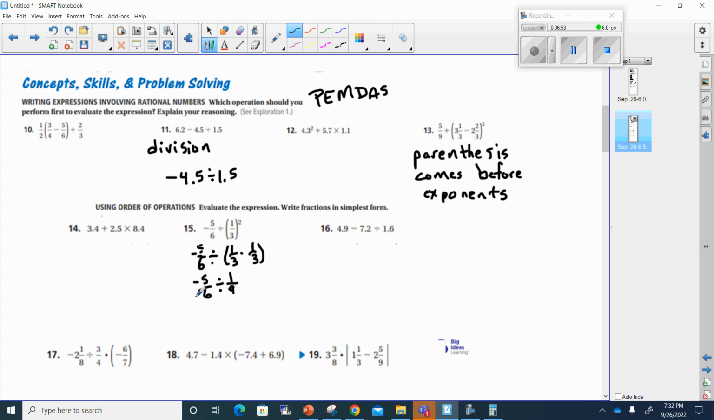When I do this, I know I have to do keep change flip. So I'm going to take -5/6 and multiply it to 9/1. I know 6 and 3 are both divisible by 3. 6 divided by 3 is 2. 9 divided by 3 is 3. And now I have -5 times 3, that's a -15. And I have 2 times 1 here, so that's 2. If I put this in simplest form, it would be negative, 2 goes into 15 7 times with 1/2 left over. So -7 1/2 would be my answer.